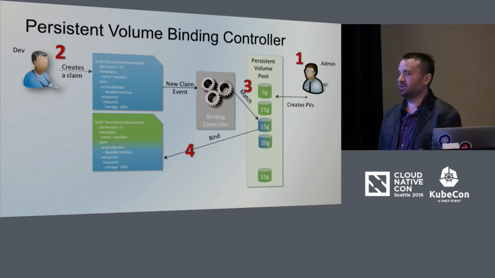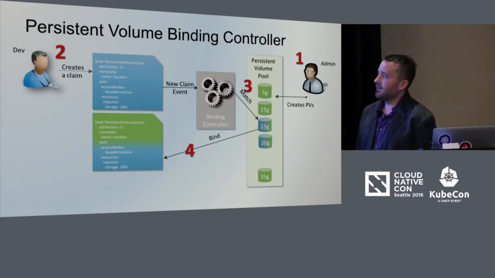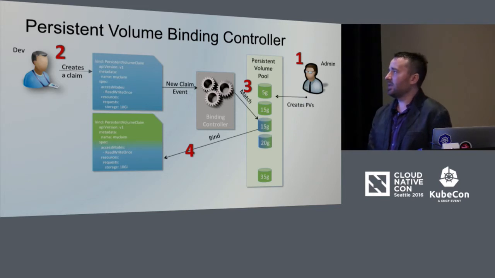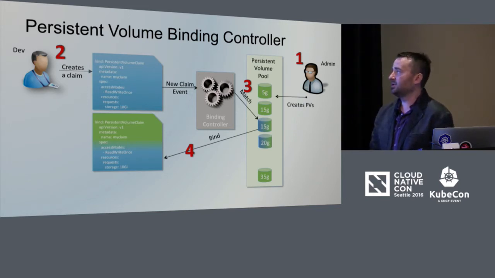Read-write once means that it can be used once in a pod. Read-write many means it can be used multiple times, by multiple pods, but not outside the namespace. So it's kind of an alias for shared network storage, whereas read-write once tends to be like block storage.